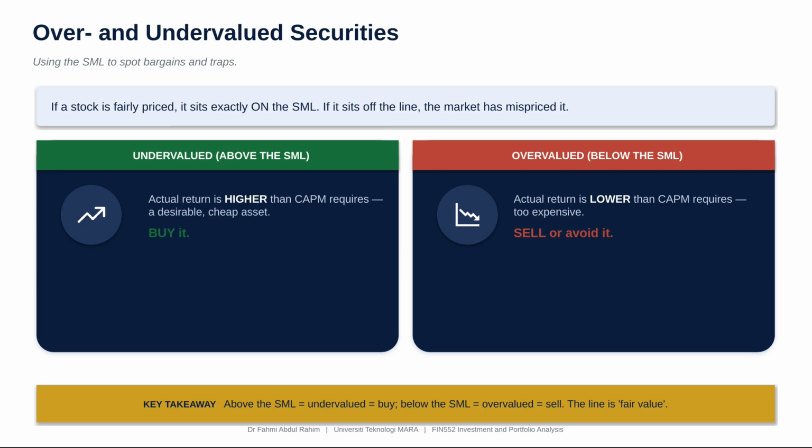The mental picture is simple. The SML is the line of fair value. Anything floating above it is a bargain, and anything sinking below it is overpriced. The takeaway: above the SML means undervalued, so buy, and below the SML means overvalued, so sell, with the line itself representing fair value. Let us put these rules into a precise decision table.